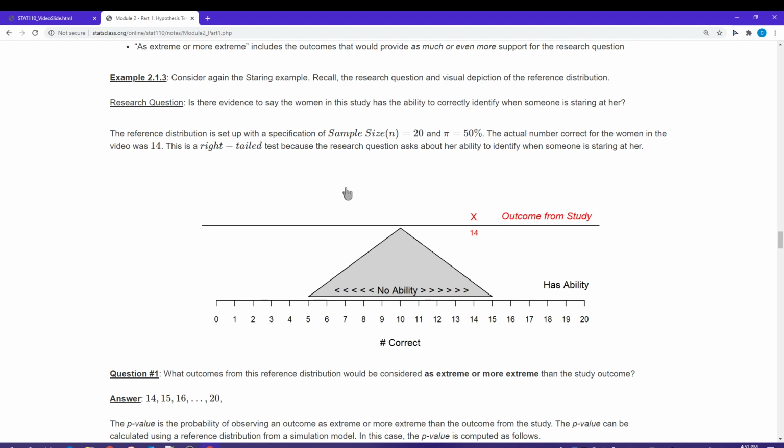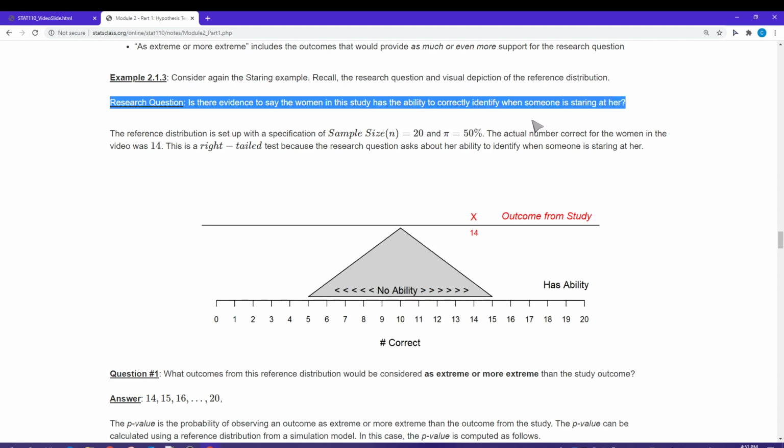The actual number correct that the woman in the video got was 14. So that's there. And this is a right-tailed test because the research question asked about her ability to identify when somebody's staring at her. So the research question here is stated up above. Is there evidence to say that this woman has the ability? Well, if she has the ability, then she should be getting many, many correct. So the right-hand side of this distribution is going to be used in computing the p-value.